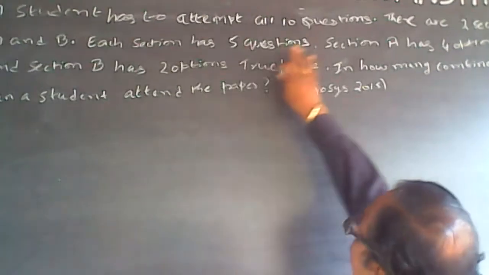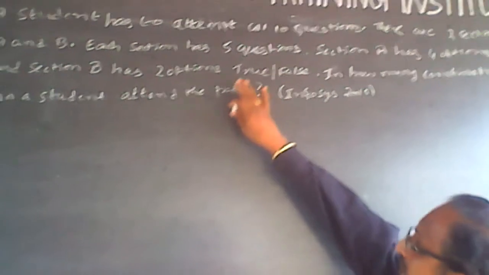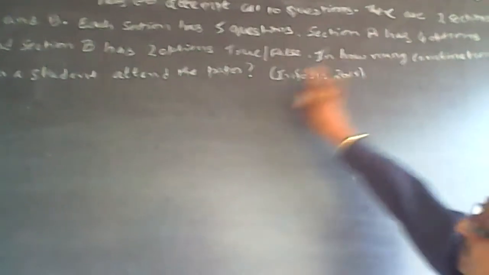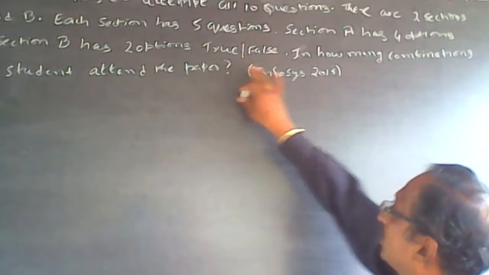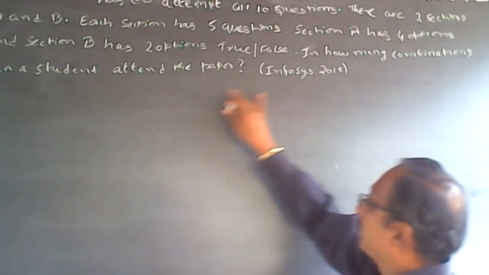The question is, a student has to attempt all 10 questions. There are two sections, A and B. Each section has 5 questions. Section A has 4 options and section B has 2 options, true or false. In how many combinations can a student attempt the paper?